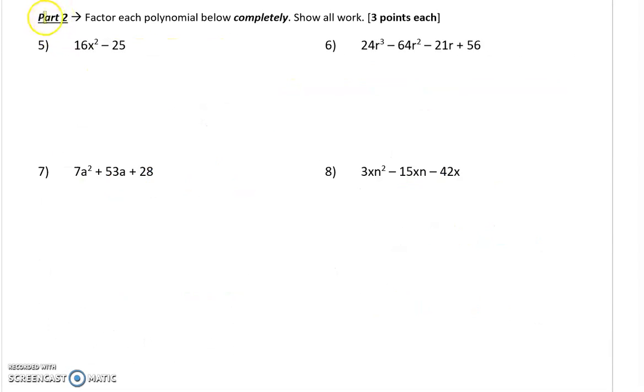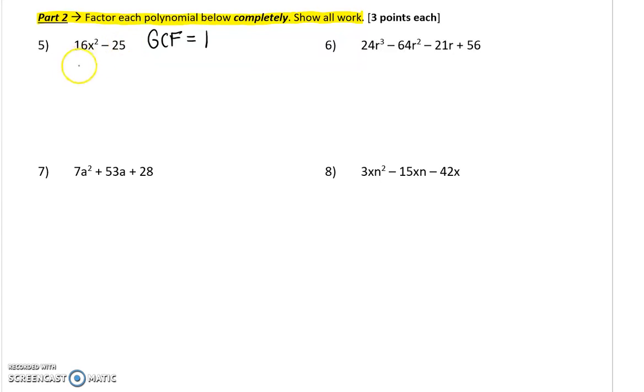The part 2 directions state that we're supposed to factor each polynomial below completely and show all work. So in number 5, we see the binomial 16x squared minus 25. The first thing we're going to look for is a GCF, which in this case 16 and 25 only share a factor of 1, which doesn't help us in that GCF step.